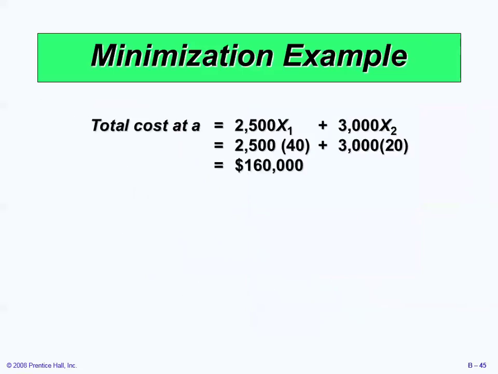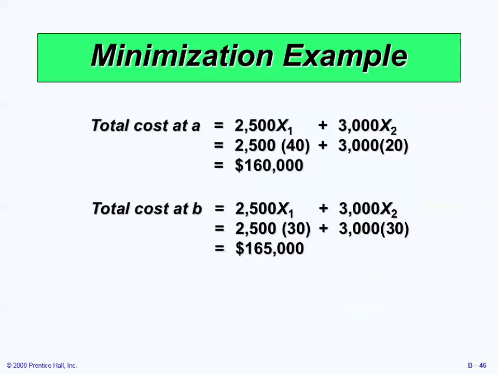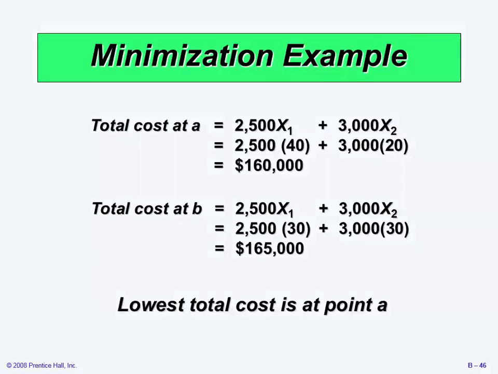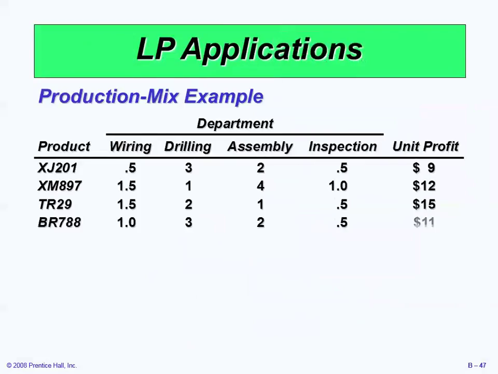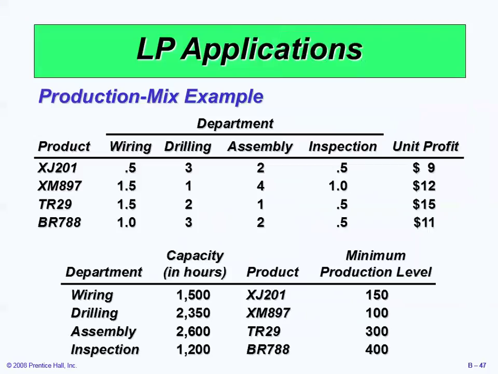Anyhow, let's see what they say. Total cost is at 40, 20 and 30, 30. So clearly, which one has least total cost? At A, right? 1,60,000 is the total cost there. So in this case, our optimal solution is x1 equals 40, x2 equals 20. Okay, all right, this is interesting.